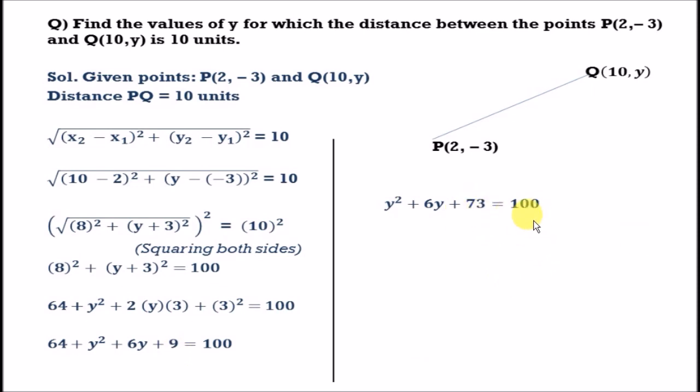Let us bring 100 to the left hand side now to form a quadratic equation. y square plus 6y plus 73 minus 100 equals 0. Now the subtraction will give us y square plus 6y minus 27 equals 0. So we have got a quadratic equation now. Let us solve this quadratic equation to get the values of y.